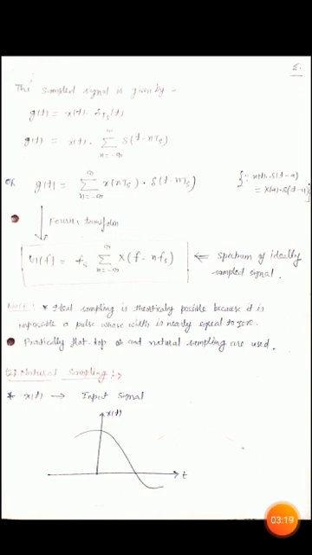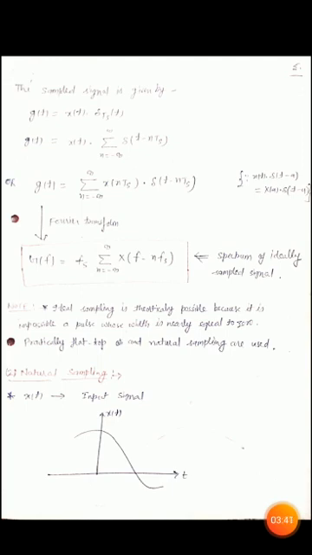When we calculate the Fourier transform of this ideal sampled signal, it is given by G(f) = fs Σ X(f − n fs), n from minus infinity to plus infinity. So this is the ideal sampled signal in the frequency domain.